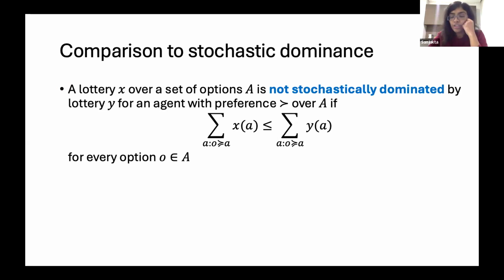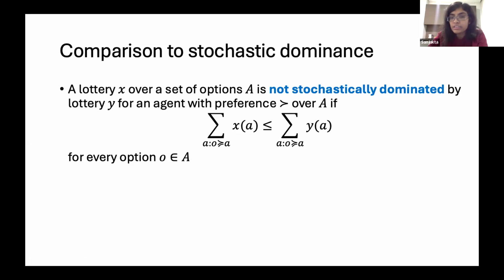So, one of the lottery extensions that is very widely used is stochastic dominance. We say that a lottery X over a set of alternatives or options A is not stochastically dominated by another lottery Y if the following holds: for every option O, the sum of probability values of all options that are less preferred, or at least as good as O, is upper bounded by the sum of probabilities assigned to those options in Y.